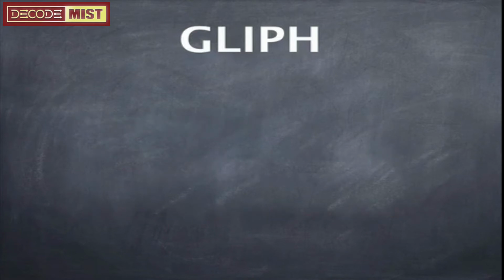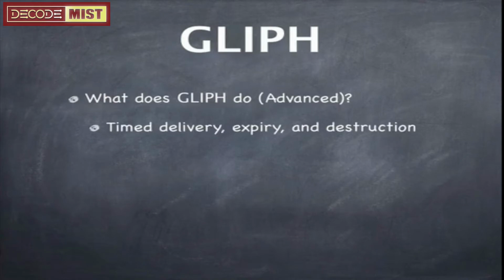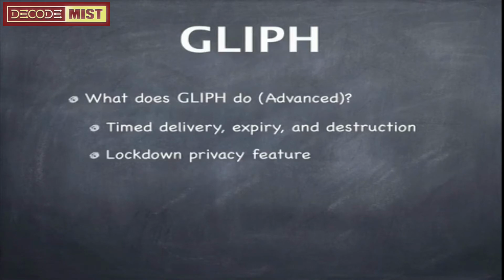For the geeks among us, and I'm sure there are a few of you out there, Glyph has some advanced features that you'll find really clever. Because Glyph stores messages on a central server, you can schedule message delivery, force messages to expire, and actually delete messages. If you are really hardcore, you can cut the proverbial cord and remove Glyph's master key from your encrypted data. They call this their lockdown privacy feature.